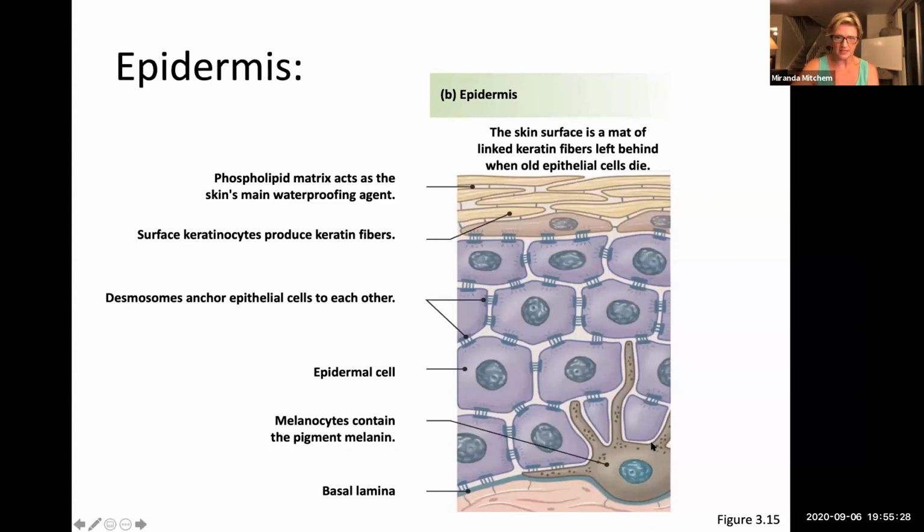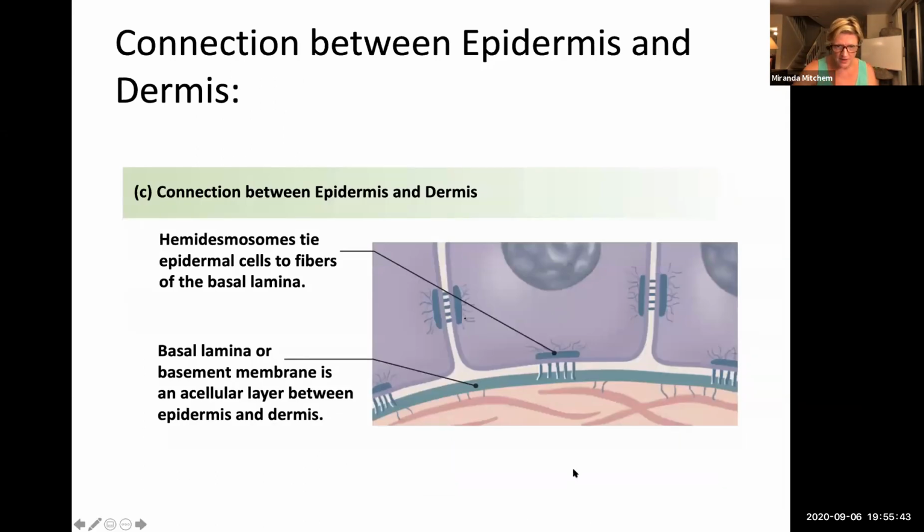Sorry, I got distracted. This is an example of a melanocyte, which is the skin cell that produces melanin, which gives us the coloration of our skin. So looking at those junctions, these desmosomes, or specifically the hemidesmosomes, they are attaching one cell to another, but they also anchor the epithelial cells into the basement membrane. And that is a very important barrier.